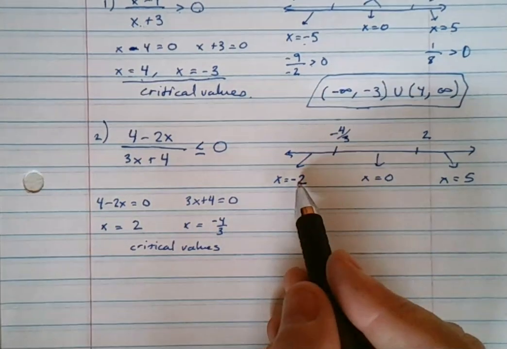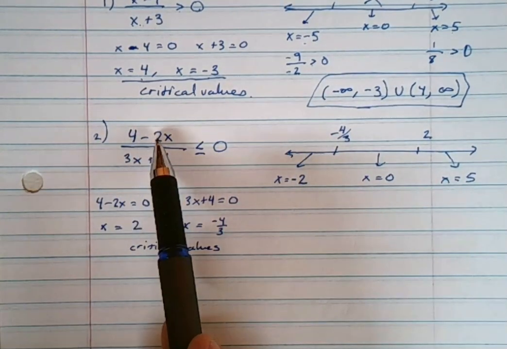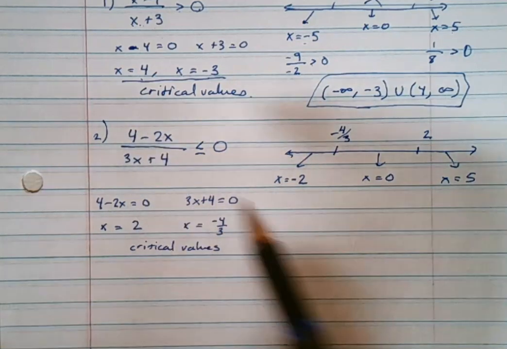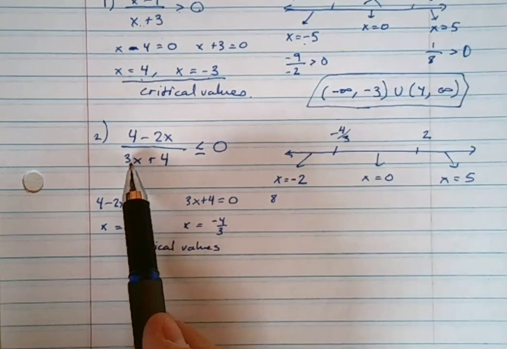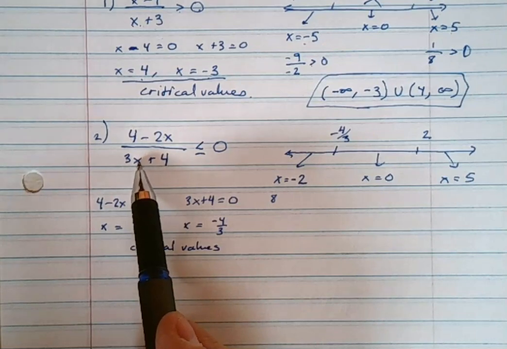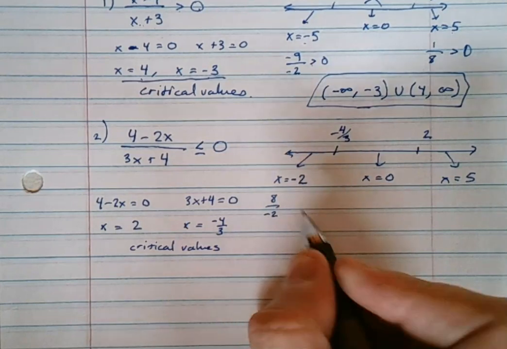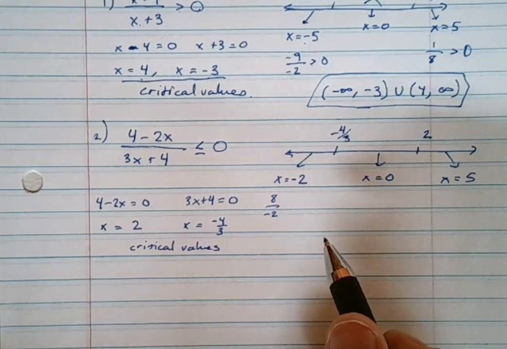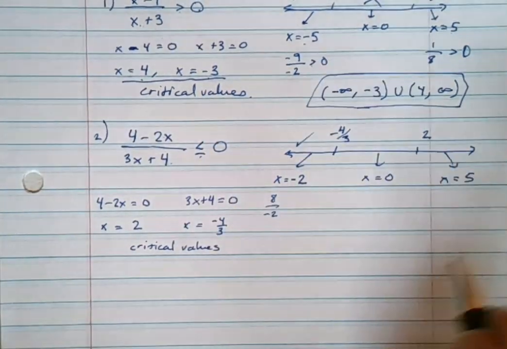Okay, plug in negative 2. Okay, what is 4 minus 2 times negative 2? Well, 2 times negative 2 is negative 4. 4 minus negative 4, that's going to be 8. Okay, so I'll just write that down for you. That's 8. Okay, how about negative 2? 3 times negative 2 is negative 6. Negative 6 plus 4 is negative 2. What's 8 divided by negative 2? Well, it's going to be negative.